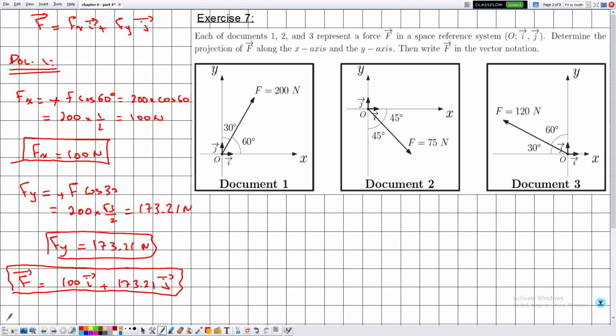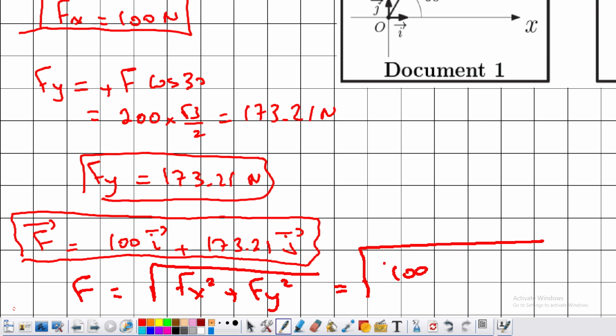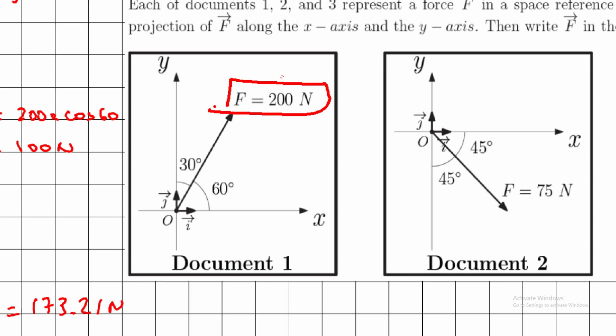Now suppose that we don't know the magnitude of the force F and we are interested in determining the magnitude. So we drop down the vector F, and this is given by the square root of Fx squared plus Fy squared. So this is equal to the square root of 100 to the power 2 plus 173.21 to the power 2, and you can check that the value of this answer is indeed 200 newtons.